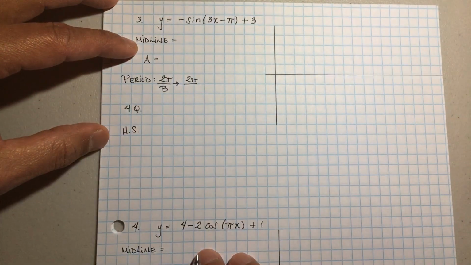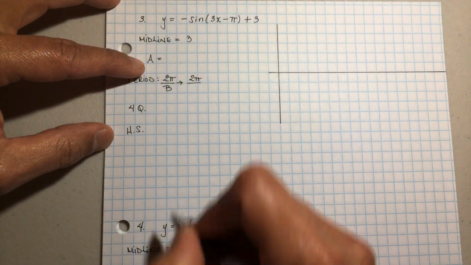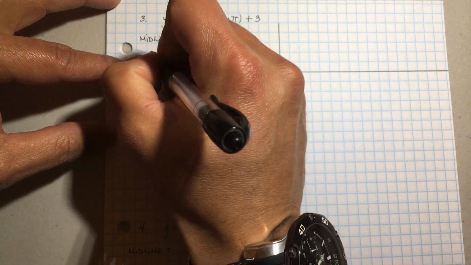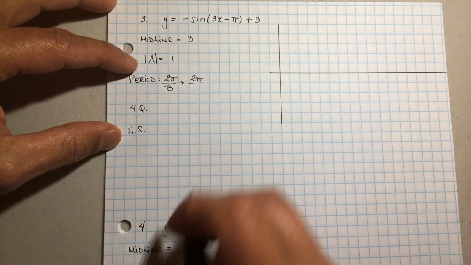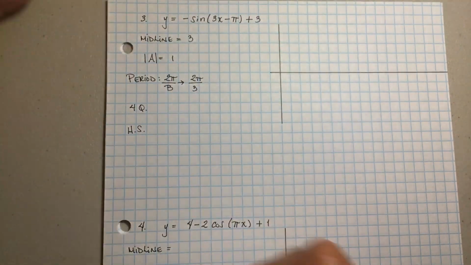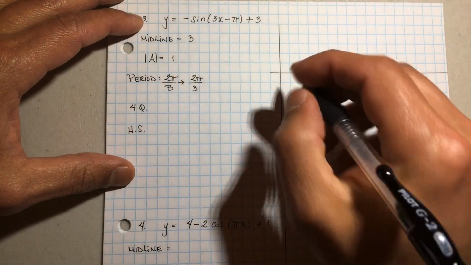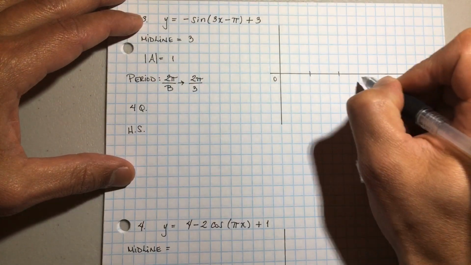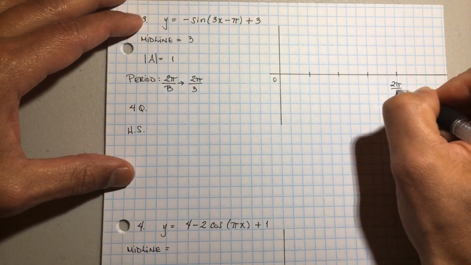Midline here. For this problem, what is it? It's 3. Very good. What's your amplitude? Hey, there's no number there. So what is it? It's a 1. Remember, it's the absolute value. Ignore the negative. What's my period? Whatever's in front of that x. It's a 3 in this case. Okay, so it's 2 pi over 3. By the time I get over here, I should be at 2 pi over 3. We start off at 0. 1, 2, 3. So over here should be 2 pi over 3.